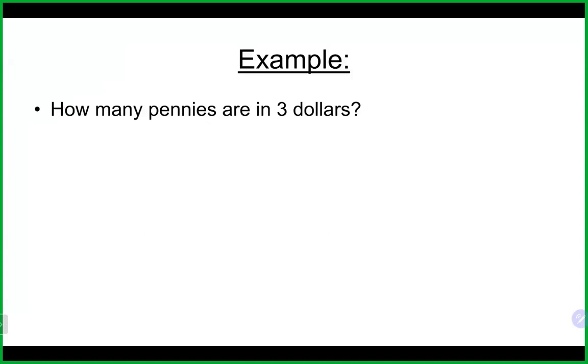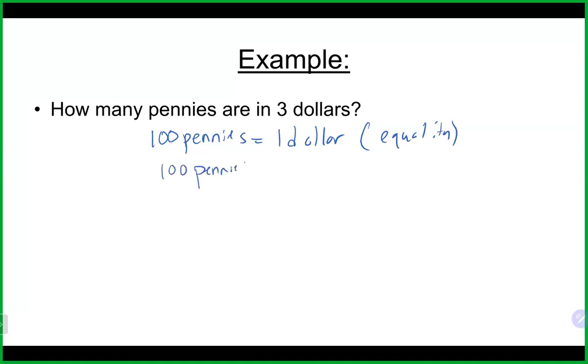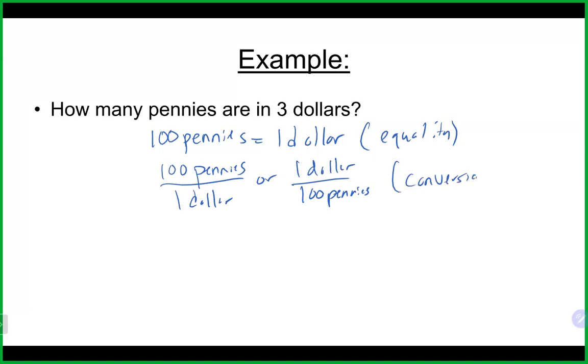So, for example, like we saw previously, if we had something like $3 and we want to know how many pennies, obviously we could use our example like we did earlier. 100 pennies is our $1. That is going to give us our equality that's going to work. We could have, again, two conversion factors. 100 pennies is $1. Our $1 is 100 pennies. And that's going to be our conversion factors.